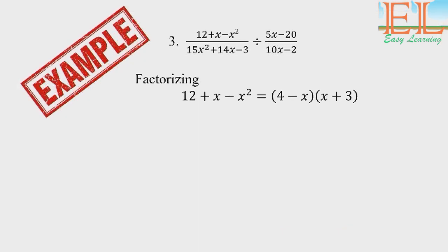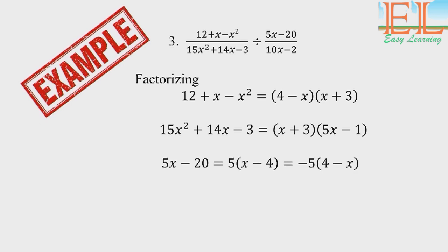Our 12 plus x minus x squared now becomes 4 minus x times x plus 3. And again, 15x squared plus 14x minus 3 is x plus 3 times 5x minus 1. 5x minus 20 is factorized as 5 times x minus 4, and this we can rewrite as negative 5 times 4 minus x. And you will soon see why. And finally, 10x minus 2 is written as 2 times 5x minus 1 when you factorize it.